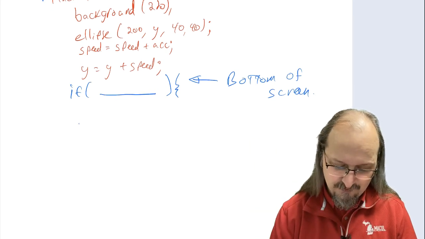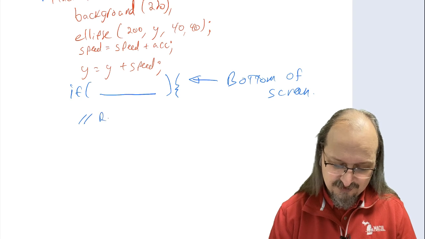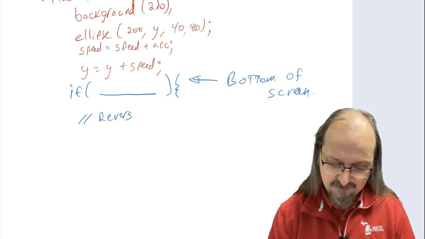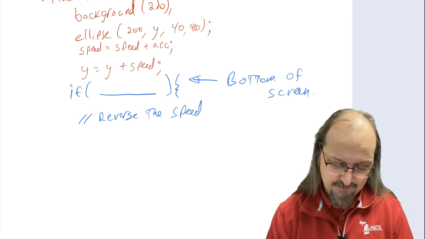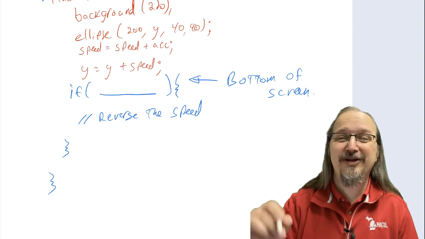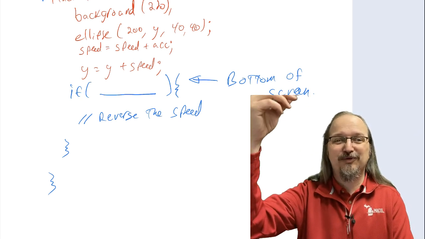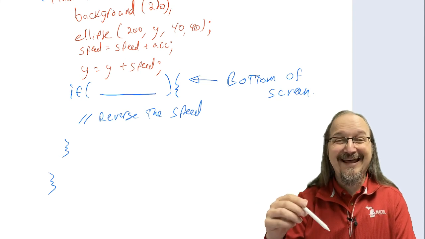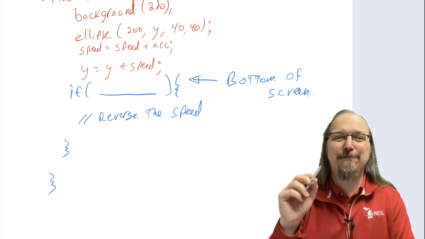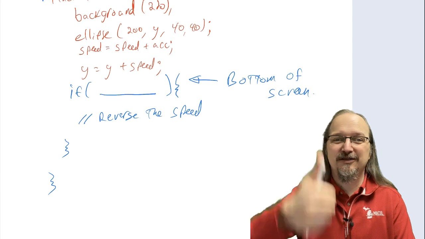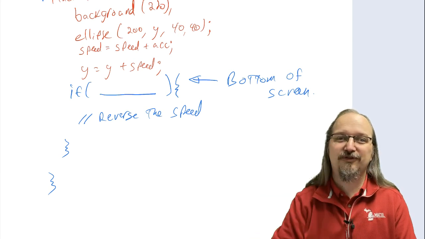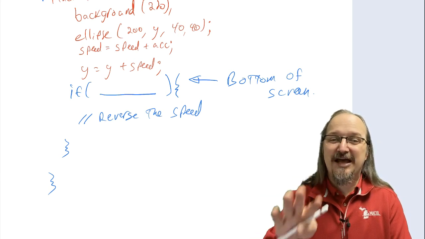Then I want you to reverse the speed. That's your task right now. As it's falling, you're going to write the code so that an object will get faster as it falls, and then when it gets to the bottom of the screen, I want it to reverse speed so it'll bounce. So far so good? That's your task.